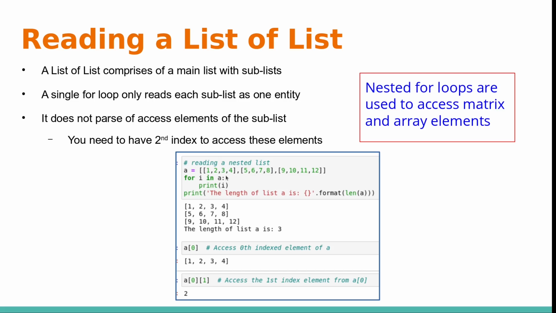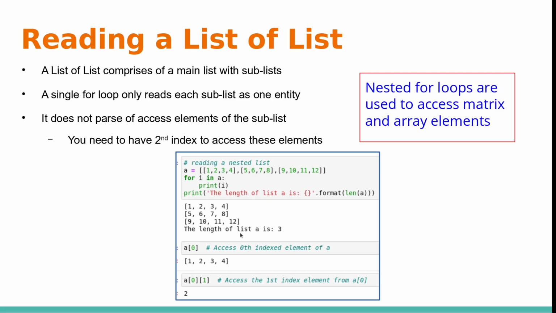So when I loop through this, i goes and pulls the first element. What element is it pulling? It actually pulls 1, 2, 3, 4, which is the first sublist. Then it goes and pulls 5, 6, 7, 8. Then it pulls 9, 10, 11, 12. And it says the length of the list is 3.